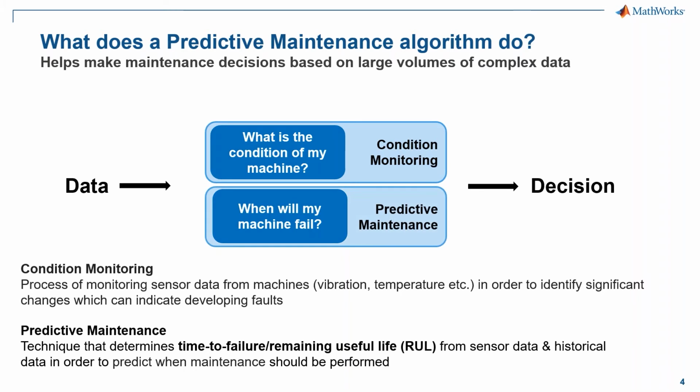The other one, when will my machine fail? This is where predictive maintenance comes in. Another term for this is something like time to failure or remaining useful life estimation, where we're going to take that same data and we're going to use historical data as well in order to build a predictive model that will tell us when maintenance should be performed. It'll tell us what's the remaining useful life of the system until it fails.